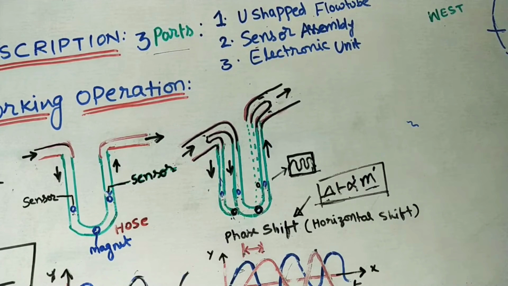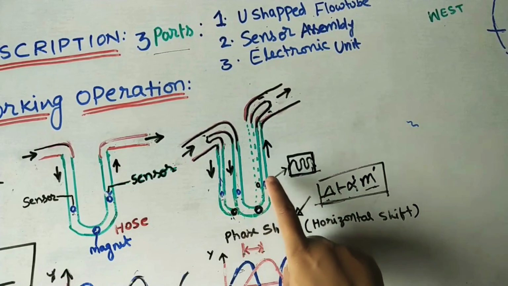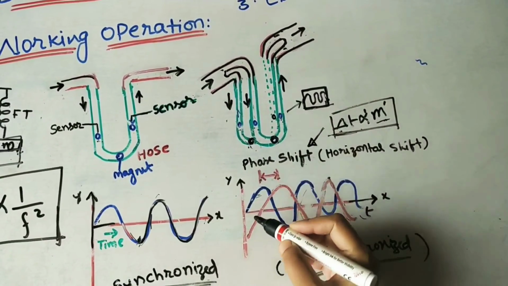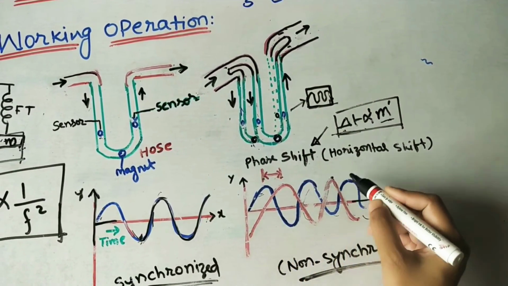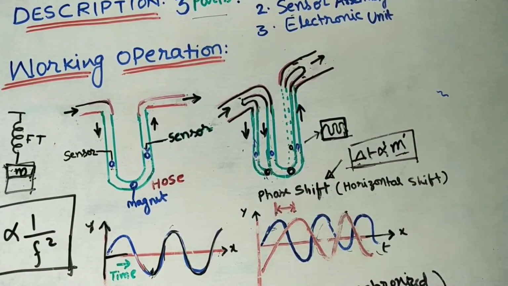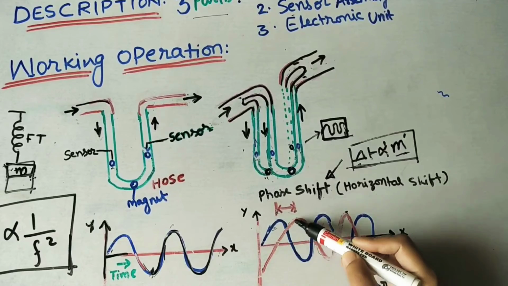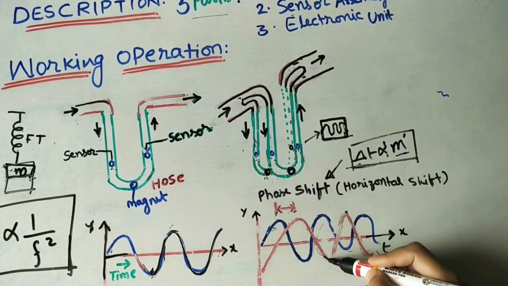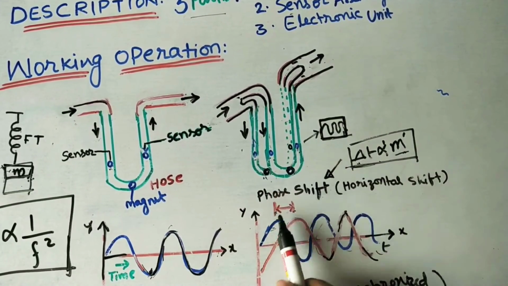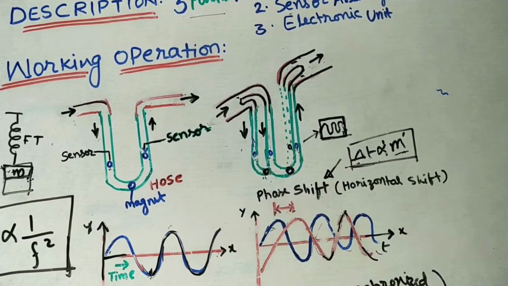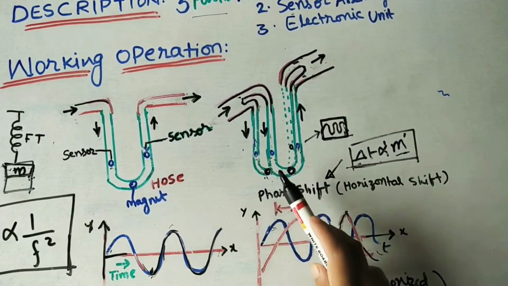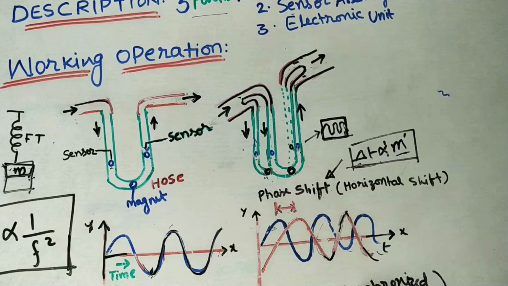If we are taking the output signal at the inlet sensors and outlet sensors, at the inlet sensor we are getting the sinusoidal wave like this. Because of the twist, or because of the Coriolis effect, the output signal is coming like this, the red color one. The red color signal is the output signal, but both signals are not coinciding. Why? Because of the twist in the flow tubes, and the twist is coming because of the Coriolis effect.